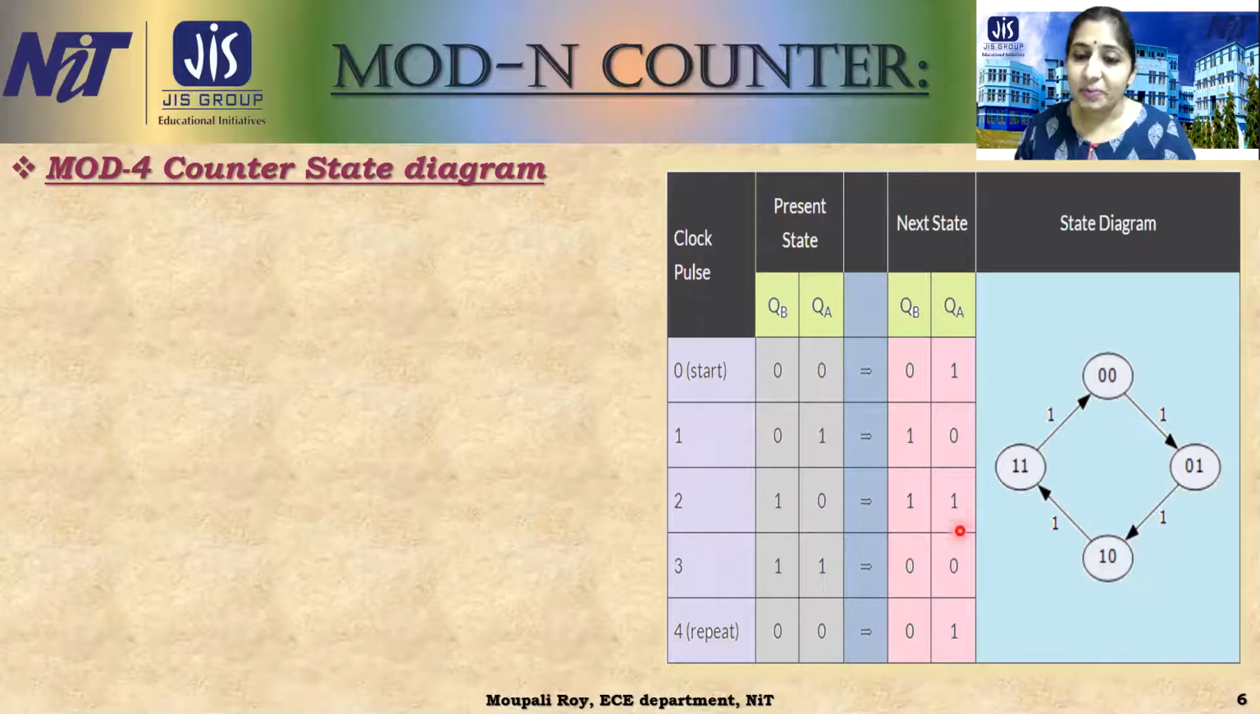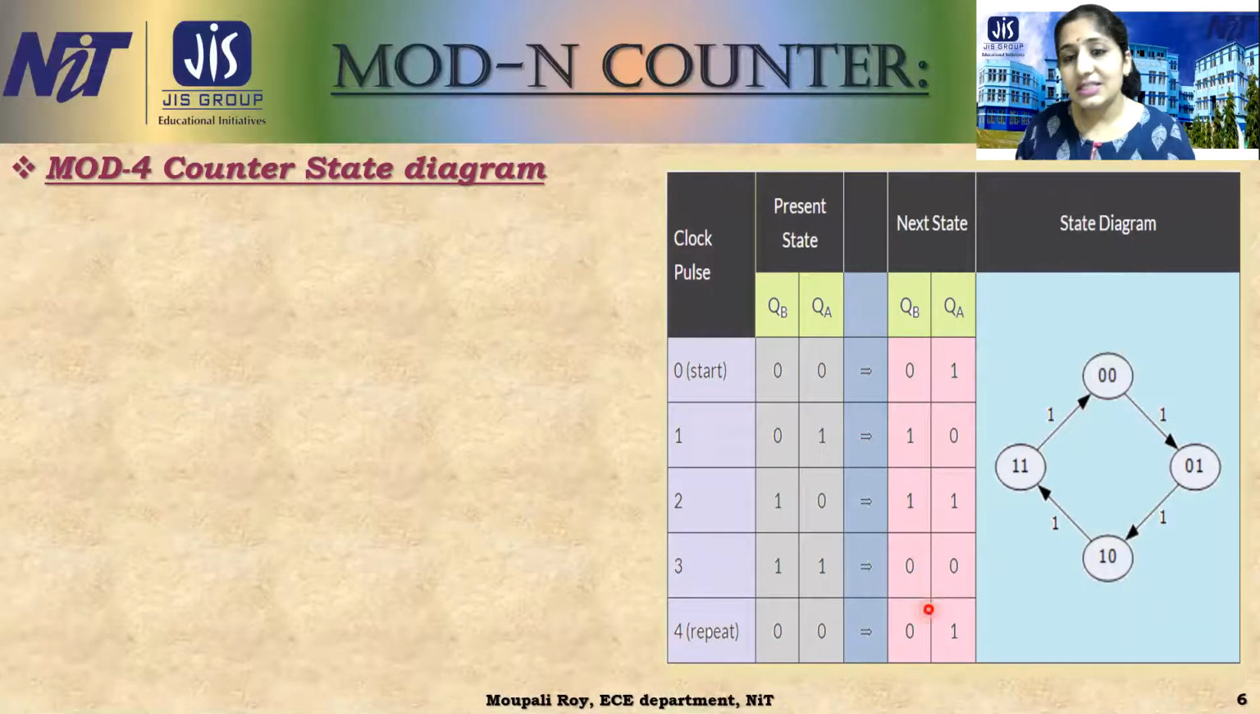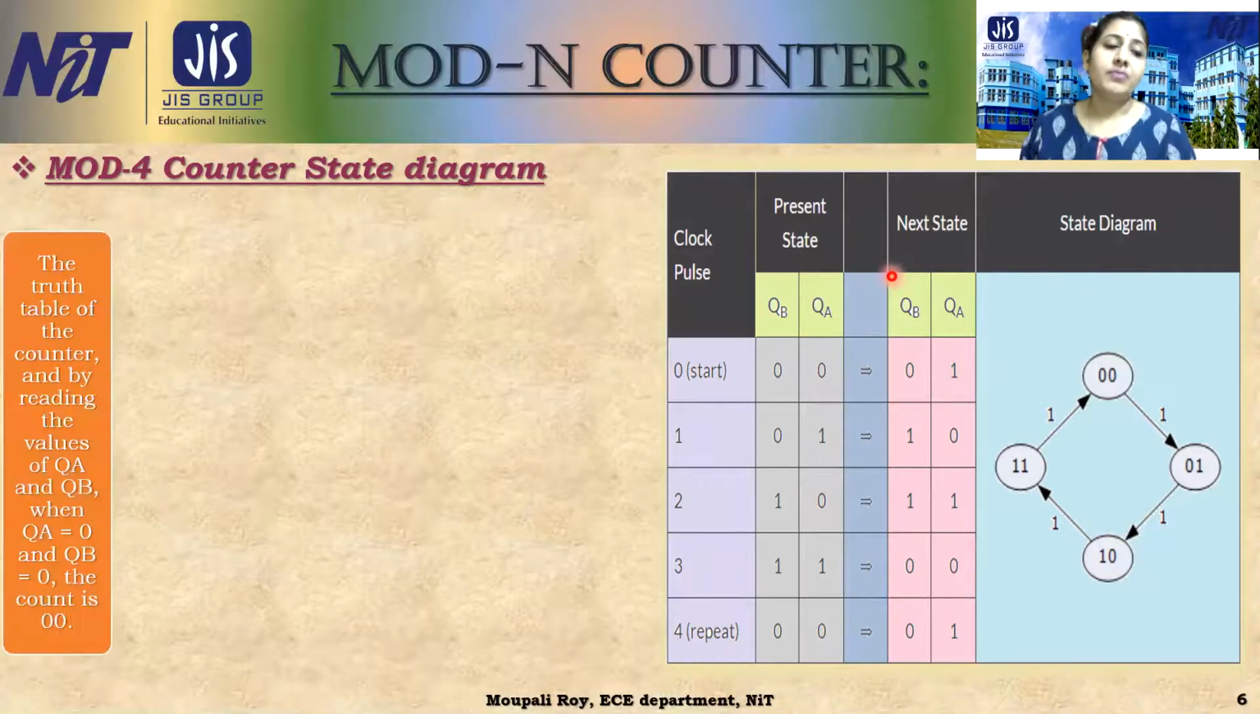See, this is repeating there. Now this 0 0 is our present state. That means if we start with the 0 state, after the 4th state it repeats. So this is the state diagram with the present state, next state table. From this we can get the truth table of the counter.